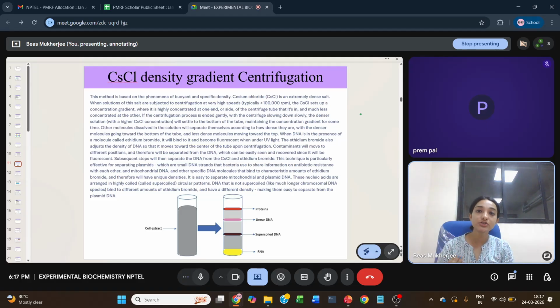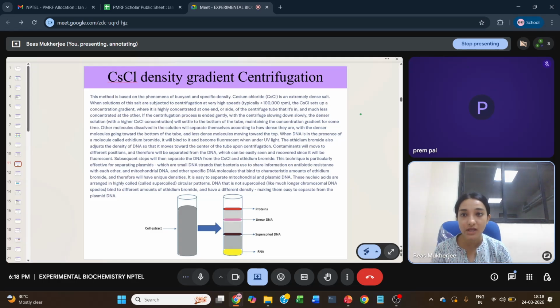If the centrifugation process is ended gently, with the centrifuge slowing down slowly, the denser solution, that is with higher cesium chloride concentration, will settle at the bottom of the tube. All the solutions that have higher density will settle at the bottom, and then gradually it will be a gradient, and the one with the least density will settle at the top.